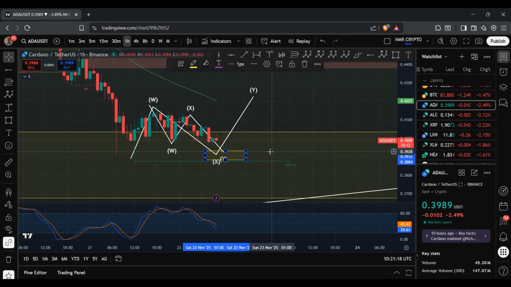What happens next, only time will tell really. But of course, this is something I'm going to be tracking in the days and weeks to come, and I'll keep you guys updated. And so, yeah, that's just my update on Cardano ADA.